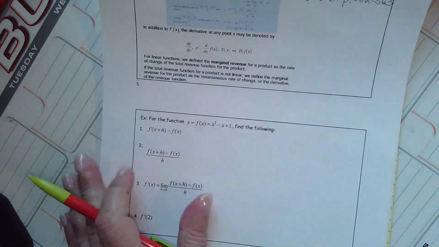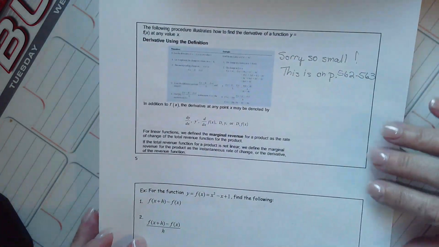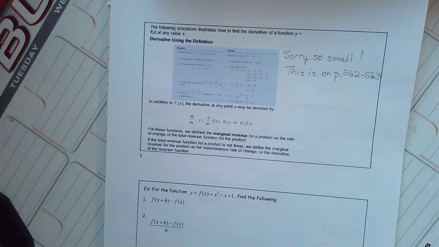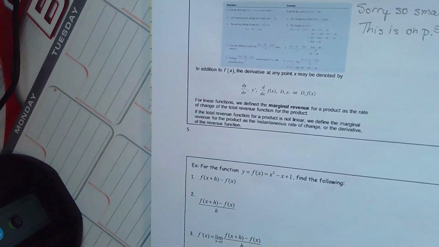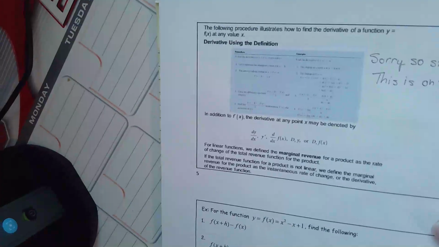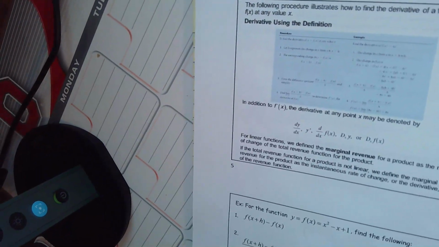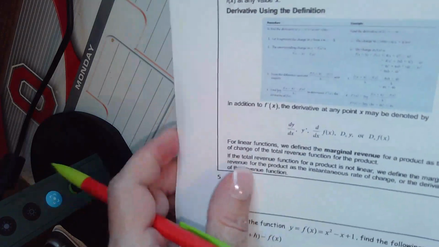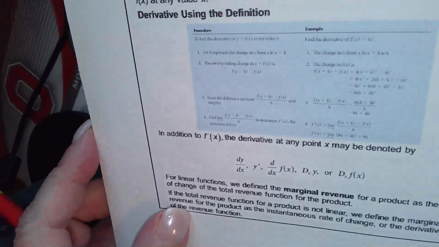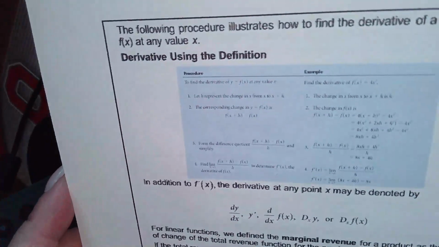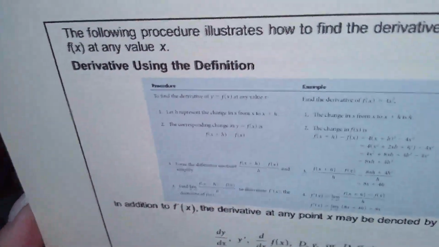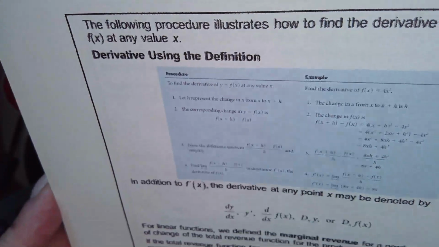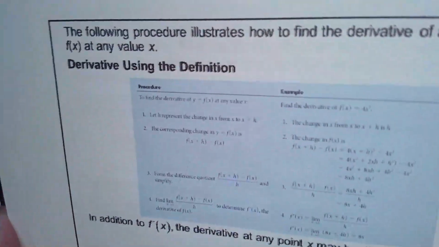Now, I am so sorry about this. I wish I could zoom in on it, but I don't think I can. I'm going to give it a shot and see if my camera will let you see it a little better. There it is, if you can see it. This is on page 562, 563. I took the information right from there. I didn't realize it was going to show up so small.